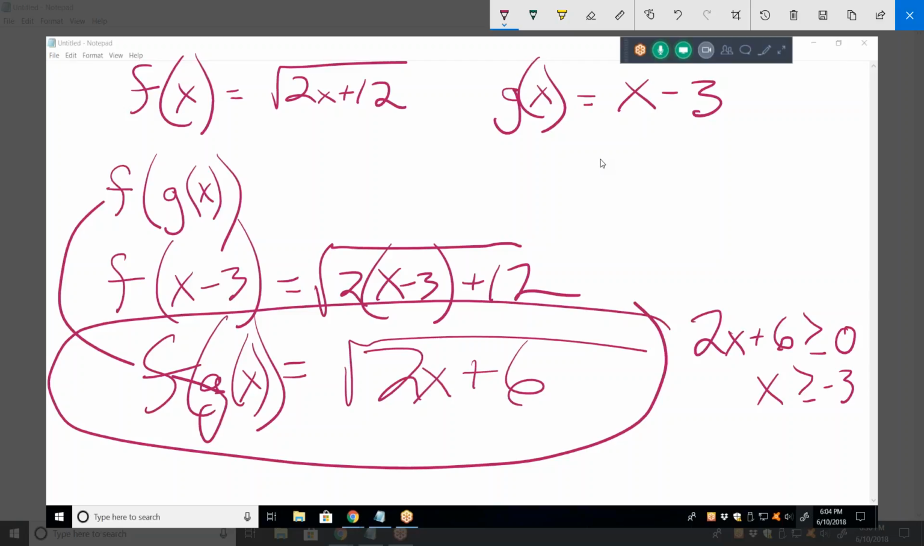However, when you are dealing with composite functions, you always have to go with the most restrictive domain. So you don't look at the domain of your final answer only. You also look at the domain of each of the original functions. What's the domain of f? That would be negative 6.